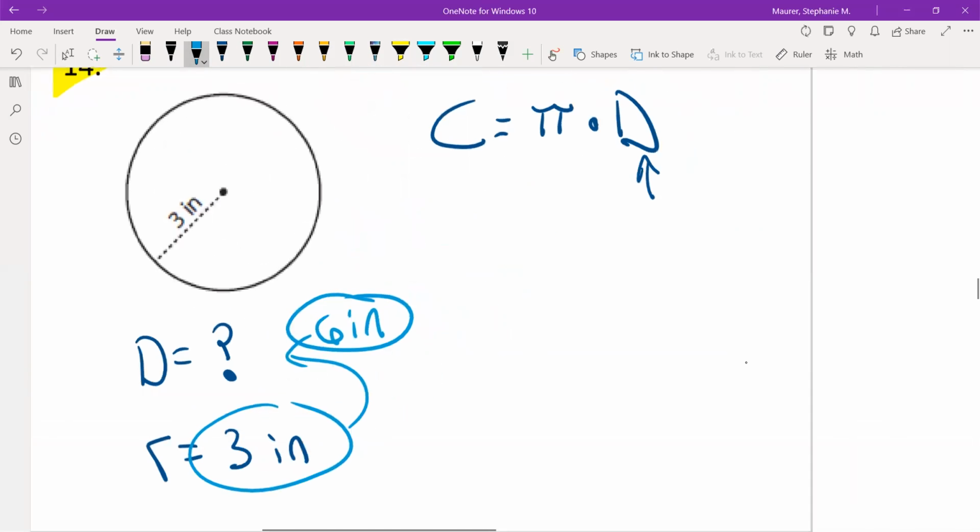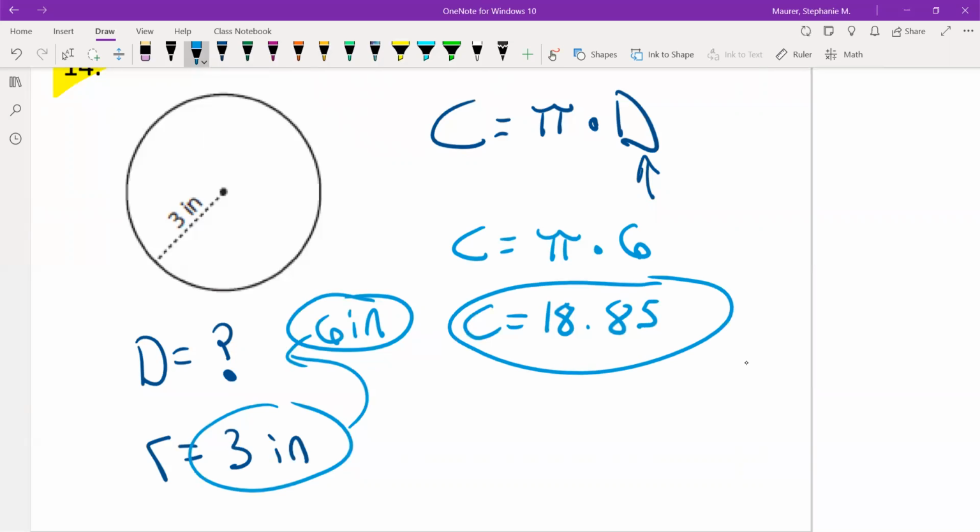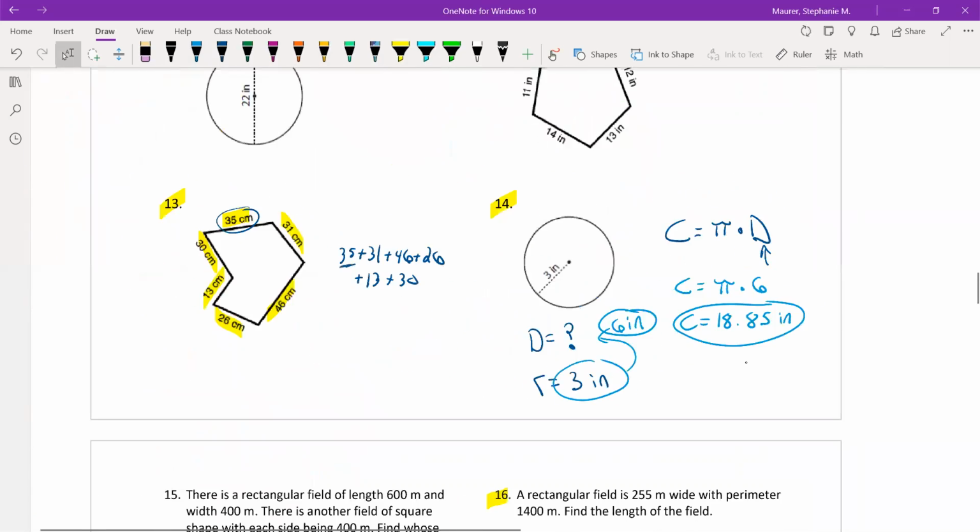And now that I have diameter, all I have to do is come over here to our formula and plug in diameter. I would prefer you to actually use the pi button on your calculator. So let's say that I take my pi button and I multiply it by 6. That should give us 18.8, and I'm going to round this to a 5 as my value. Make sure you include inches because we are looking at having units for all of these.